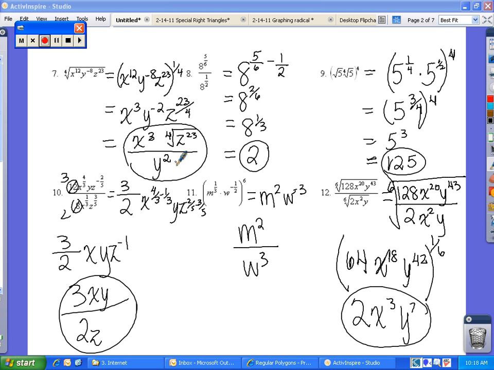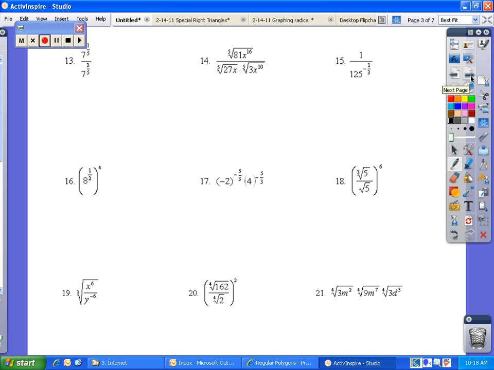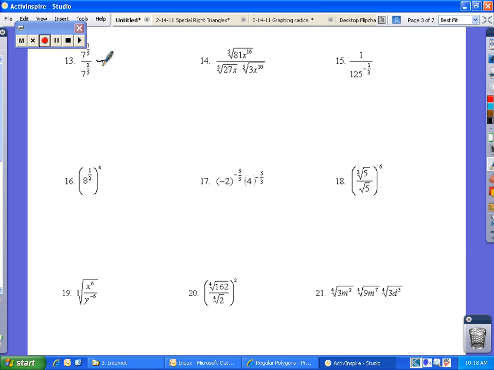Page 2 starts with number 13. So for number 13, again we have the same base, different exponents, so we know we can subtract the 1/5 minus 3/5. And 1/5 minus 3/5 is negative 2/5, that's 7 to the negative 2/5 power. And that essentially with a negative power will become 1 over 7 to the 2/5.